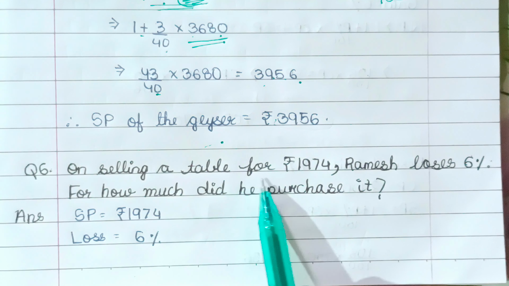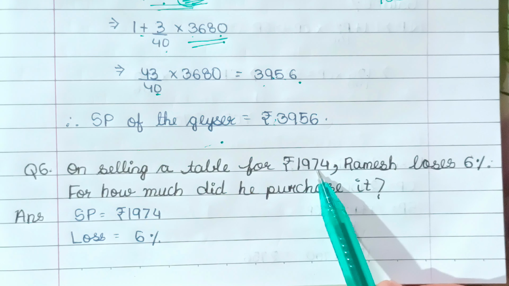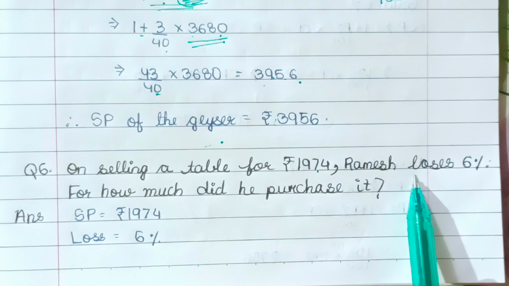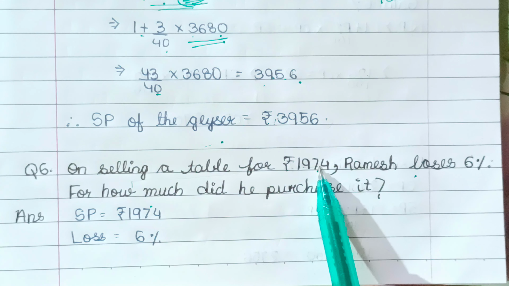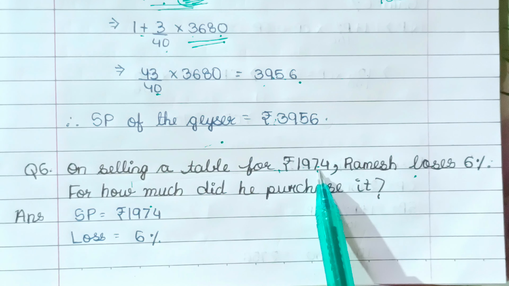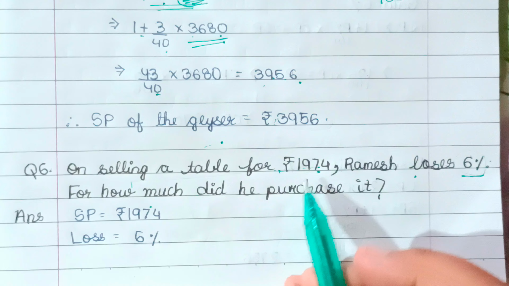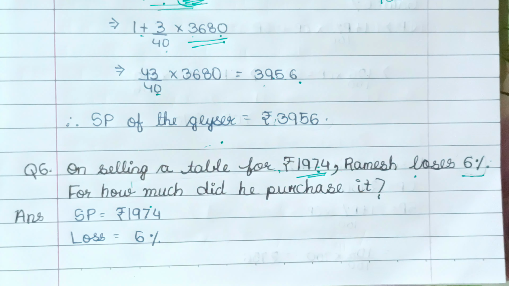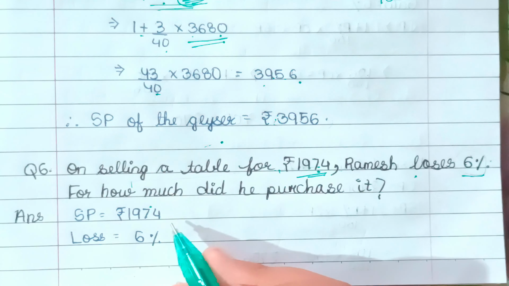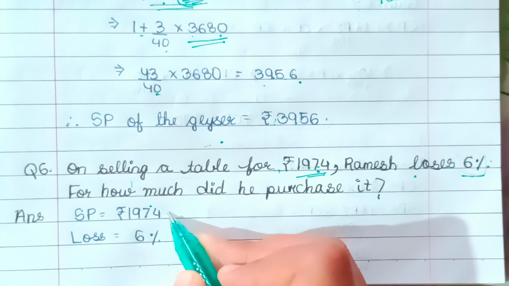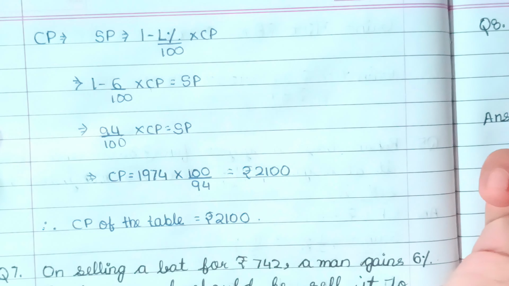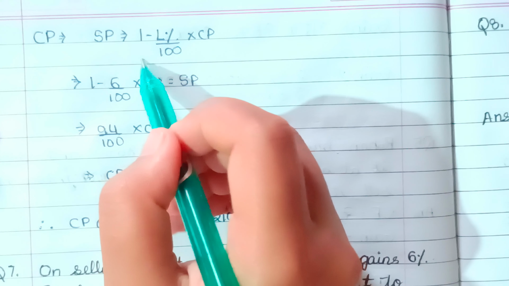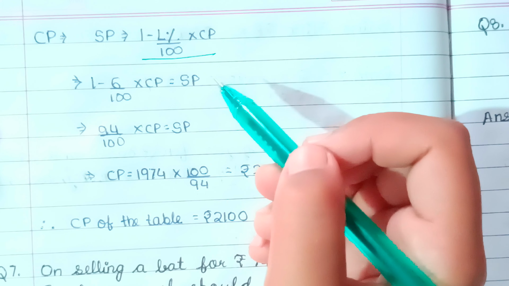Question number 6. On selling a table for rupees 1974, Ramesh loses 6%. For how much did he purchase it? When selling a table, if Ramesh loses 6% and he sells it for rupees 1974, then we have to find the cost price. The SP is rupees 1974. The loss is 6%. So now we will put the formula, that is SP is equal to 1 minus loss percent by 100 into CP.